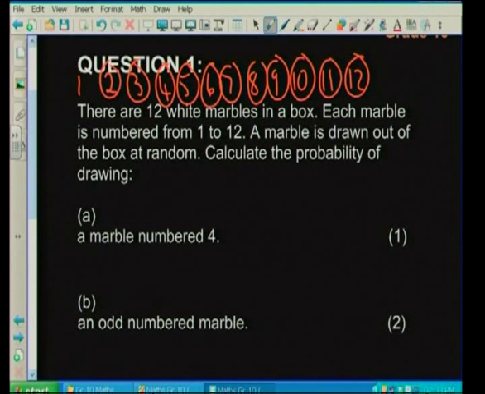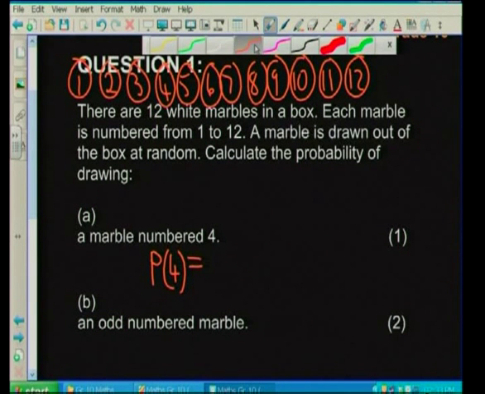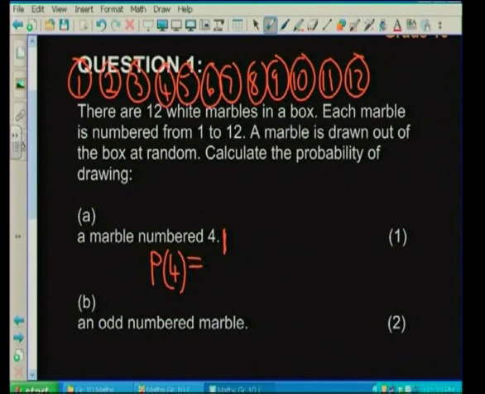Now, remember, the probability that I will draw a 4 is, how many times does a 4 appear? A 4 appears only once, divided by all the other possible events, my sample space. So I have a 1 out of 12 chance of drawing a marble numbered 4. So that's pretty straightforward.